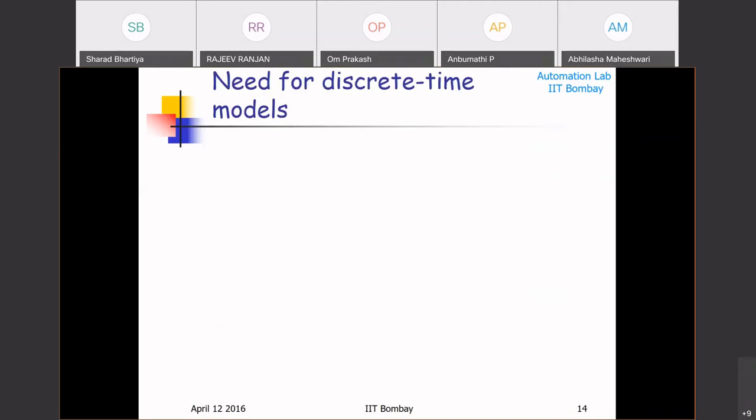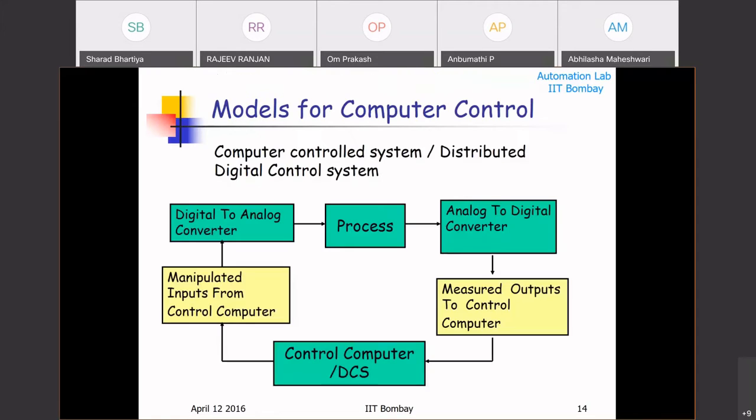Now I've already in some sense motivated why you need discrete time models. As I told you, in any computer control application, discrete time models are always the natural way of modeling.